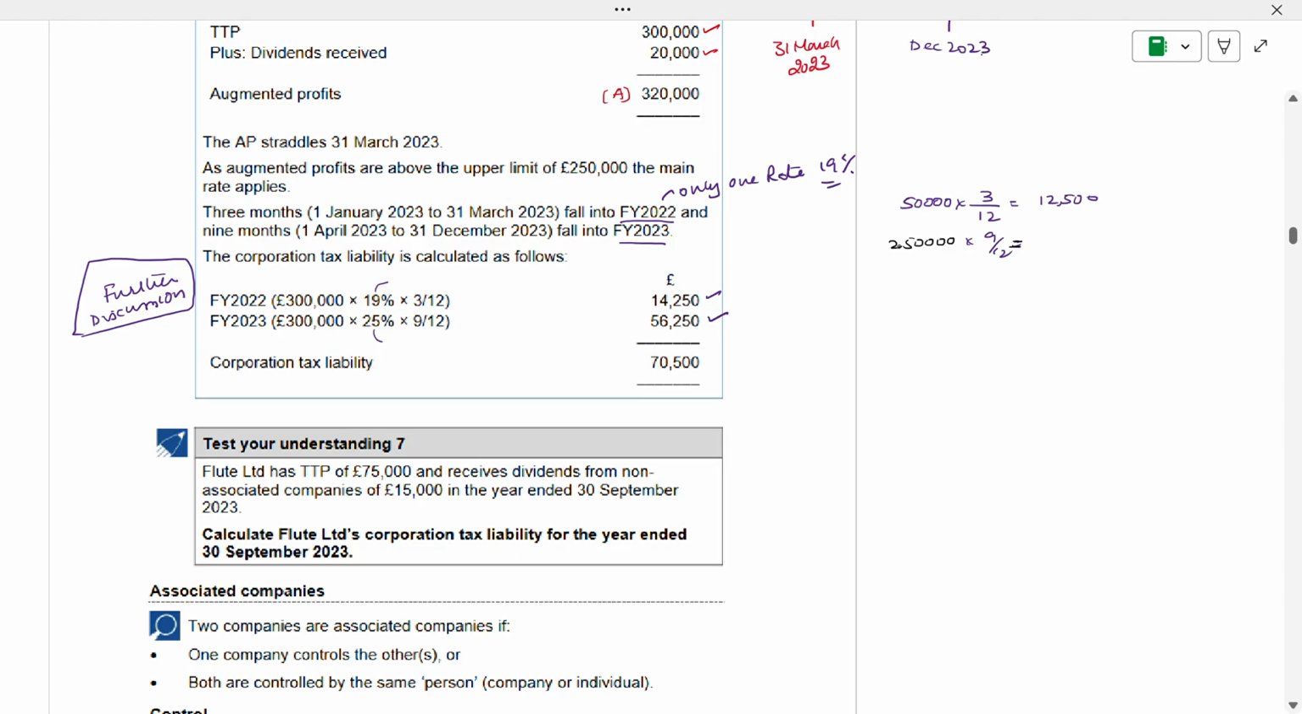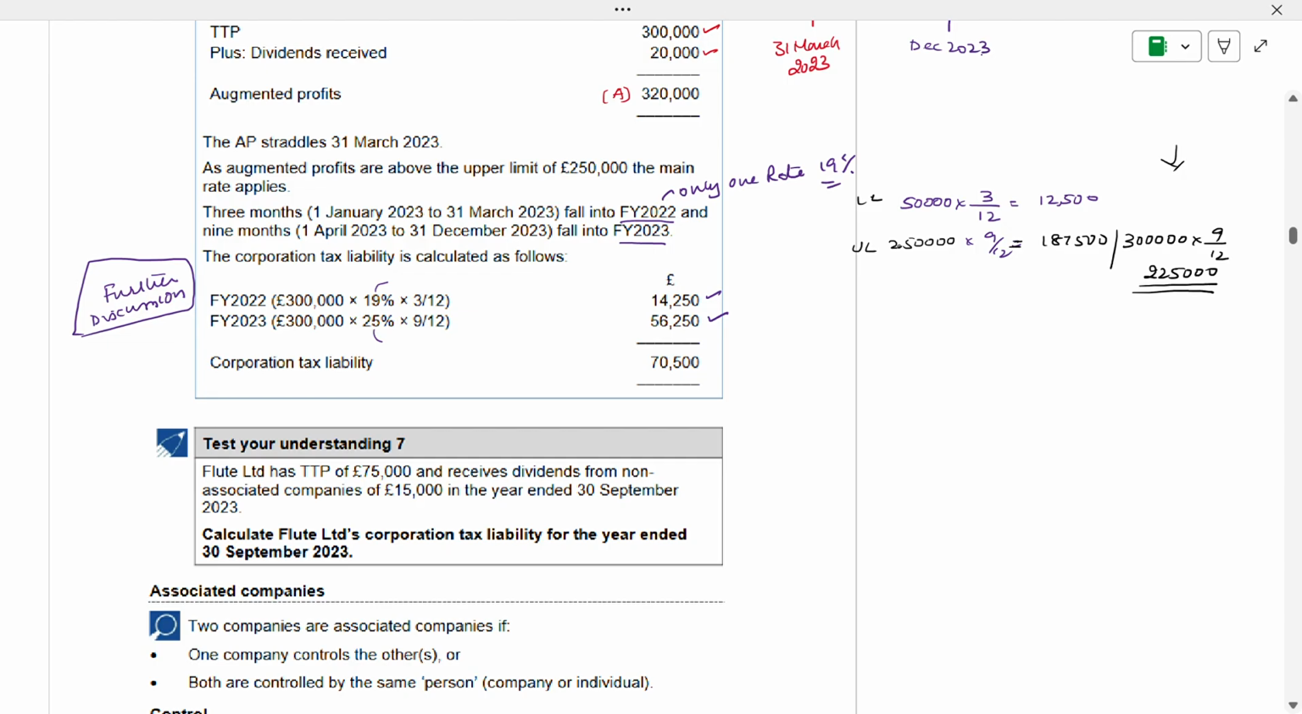300,000, 9 by 12. It comes to how much? 225,000. No, we should not do like this. It is not 300,000. It is 250,000. 9 by 12, how much will you get? This is the lower limit.